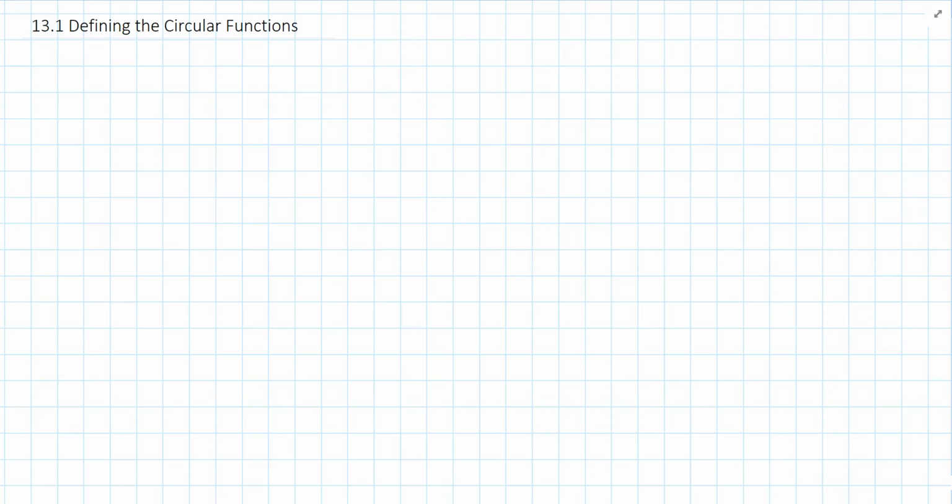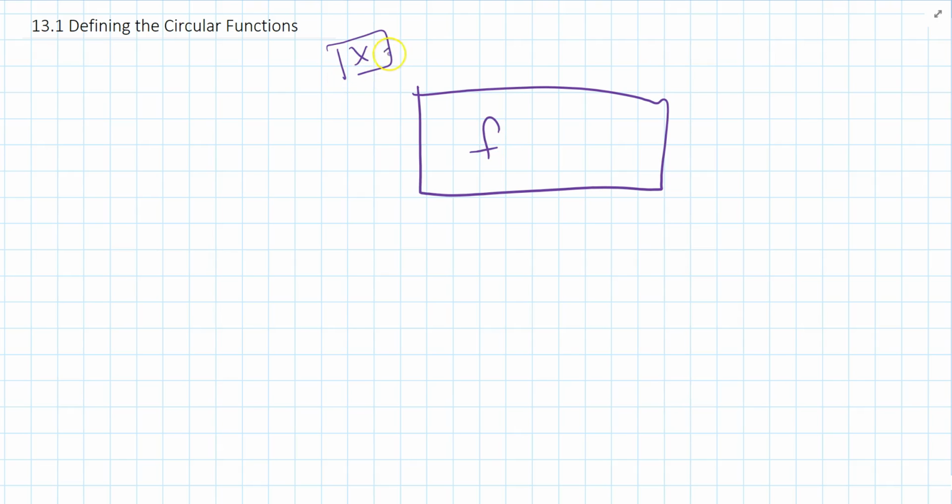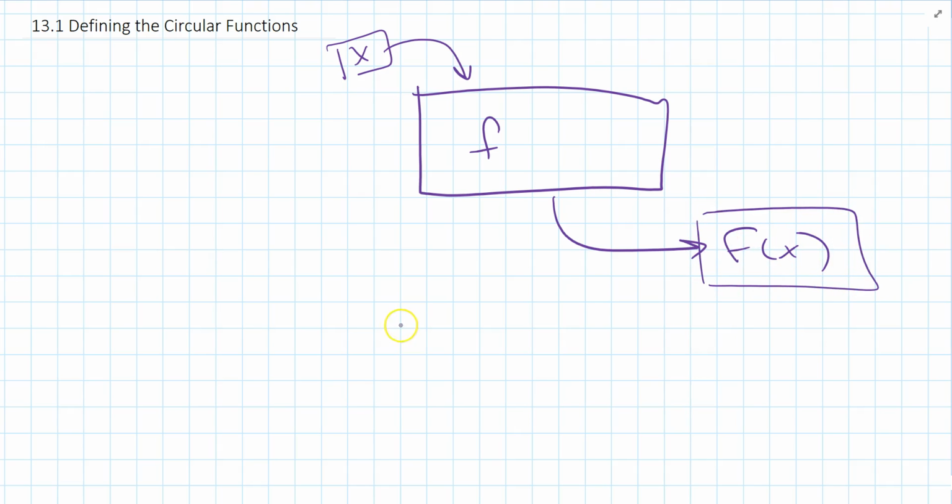Okay, in 13.1 we're going to finally get to treating sine, cosine, and tangent as actual functions. And I think it's important at this point to remind ourselves what a function is. A function is simply some kind of rule, if we call the function f, and we input some x into the function, and the output is f of x. So a function has an input and we get an output.